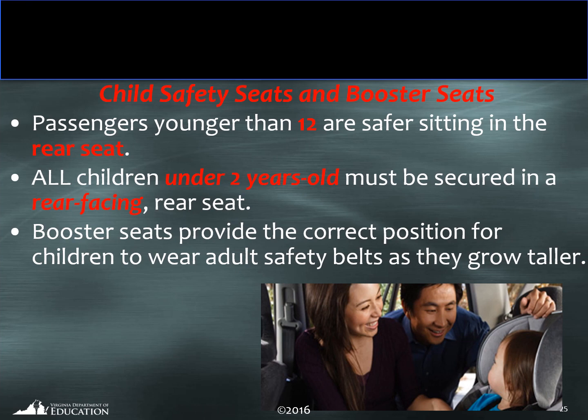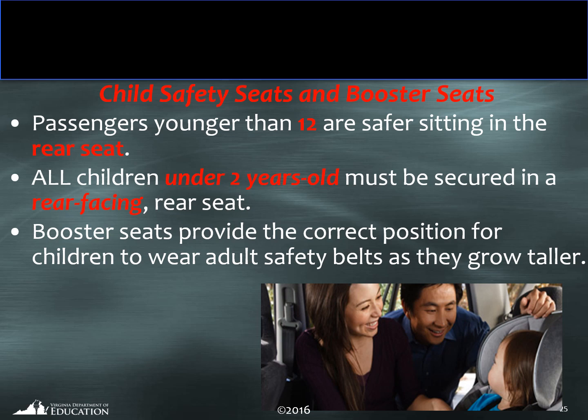So that graphic just talked about some of the different ways you can put your seatbelts in the correct position. And again, passengers younger than 12 are safer sitting in the rear seat. All children under 2 years old must be secured in a rear-facing seat. Okay, and again, booster seats provide the correct position for children to wear adult safety belts as they grow taller. If you don't know what a booster seat is, it's the seat that this child is in in this graphic here on the bottom right. Again, if you have questions about that, you can do some research online.